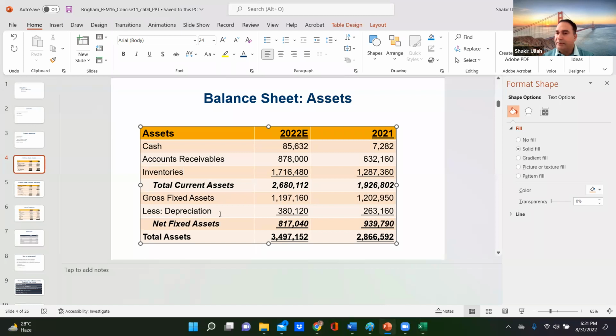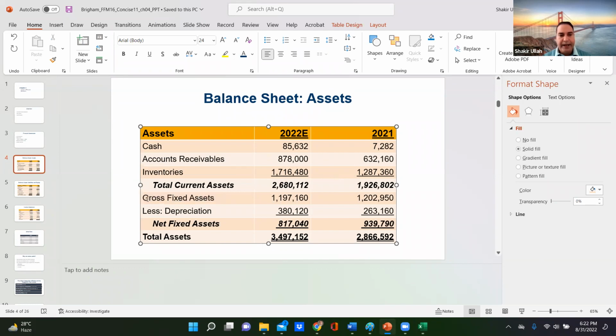If you have, for example, a copyright or a patent that you have registered and it has a value, that is also a long-term asset, but it is not a fixed asset. That is what we call an intangible asset. All right. In this particular balance sheet, we have not included those intangible assets. We only talk about fixed assets.